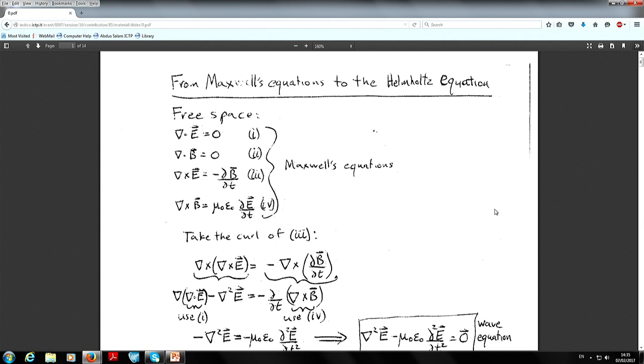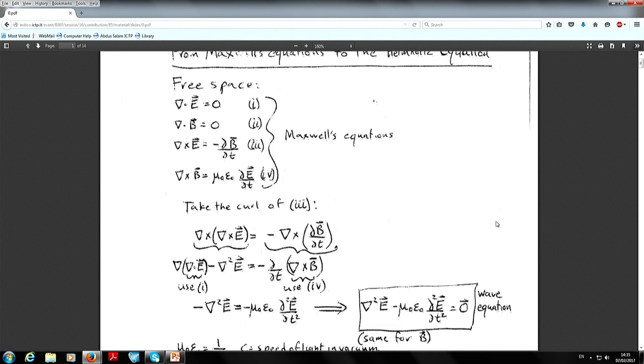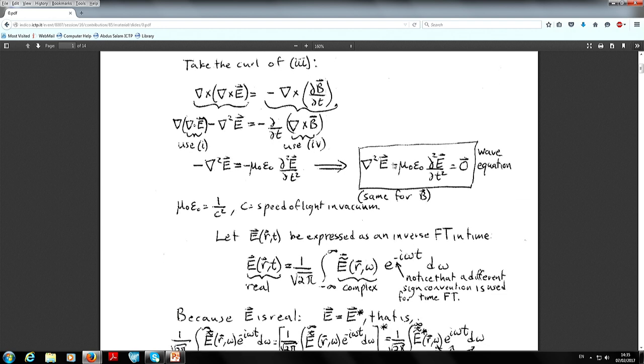Then here, you take the curl of this, you swap the order between the time derivative and the curl, and then the curl here, you use this other one, you substitute it, and at the end, you get an equation like this, which is the wave equation. It's an equation for a wave that is traveling at a velocity equal to 1 over the square root of whatever's sitting here.